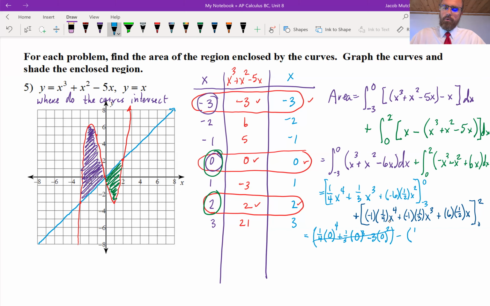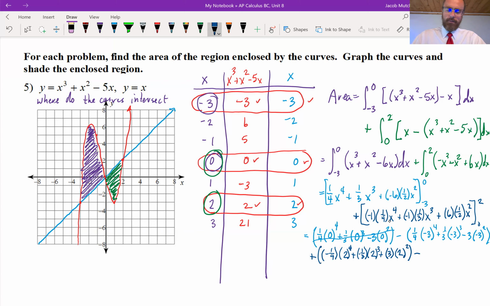Minus 1/4 times -3 to the power of 4 plus 1/3 times -3 cubed, and then -3 times -3 squared. So that's where we're going to get sum of values here. All right, we'll set up for our second integral. So plus, and again, -1/4. I'll just wrap the -1 in the quarter as one coefficient, times 2 to the power of 4 plus -1/3 times 2 to the power of 3 plus 3 times 2, that should be squared there. So I'll get something again out of that expression.